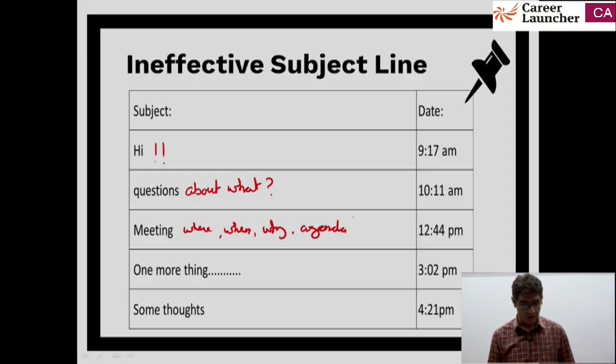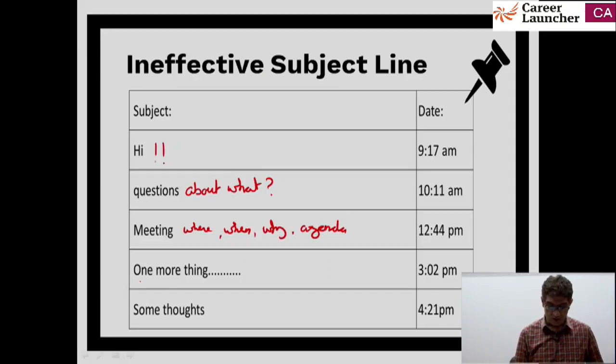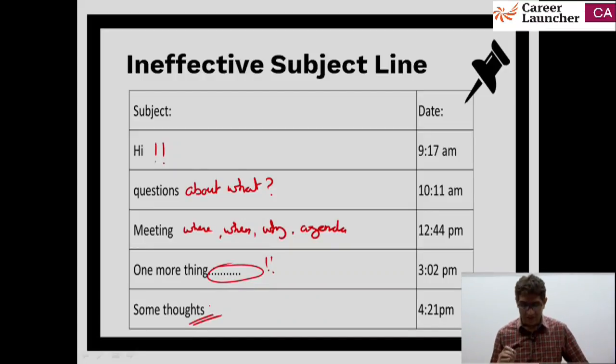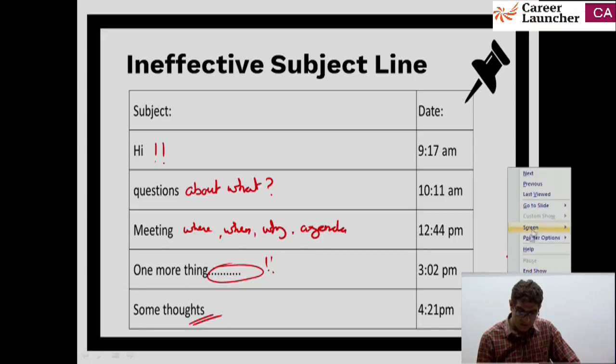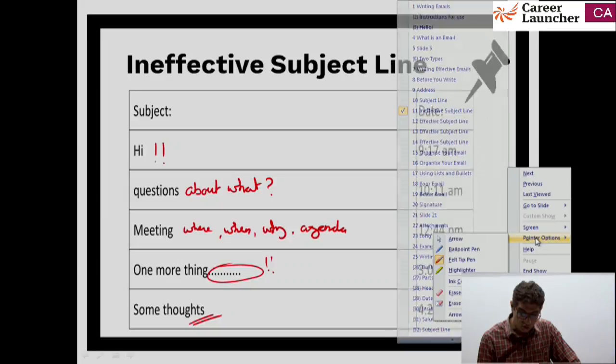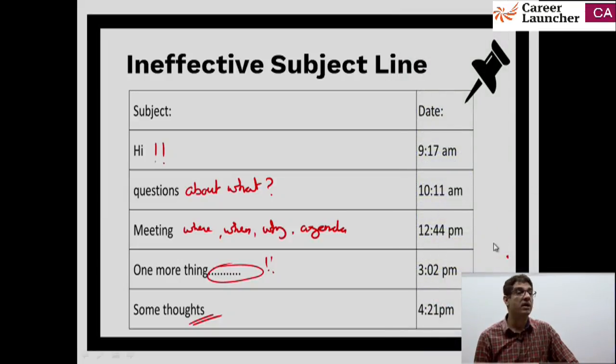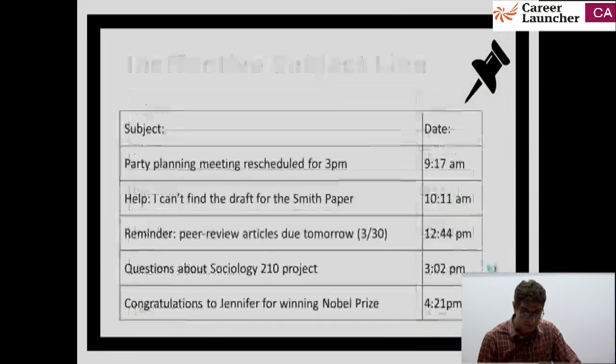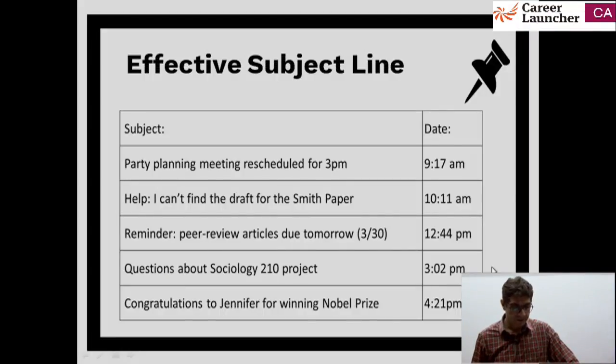At least add those things. And then, one more thing. In connection to what? And what are all these dots doing here? Some thoughts on what? These are very lousy ways of constructing your subject line. So put in some effort and make sure that you pick the right subject line. So here are some more examples.